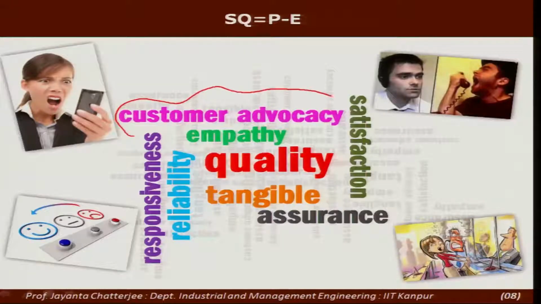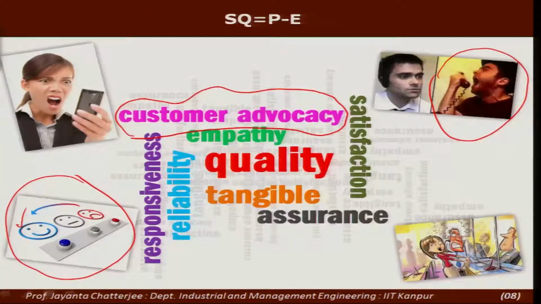So, continuing with our discussion on service quality, what we have now understood from yesterday's discussion is that our aim is to reach customer advocacy, which means that from this state of customer, we have to ensure that we have customers who are smiling, satisfied, and are vocal about the quality of your service, about the satisfaction that your service delivers.